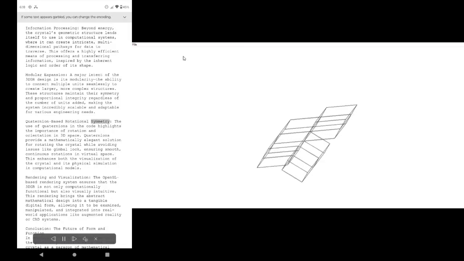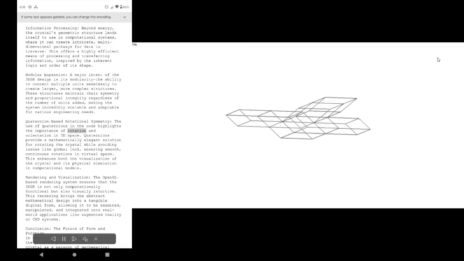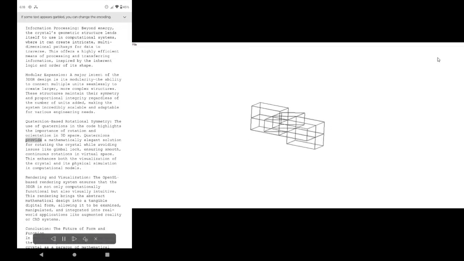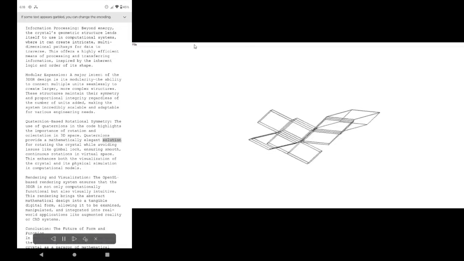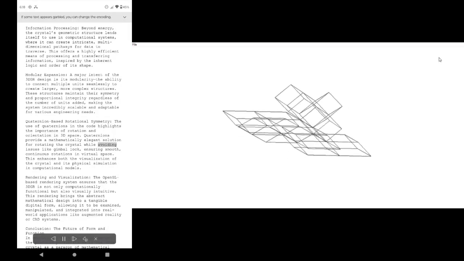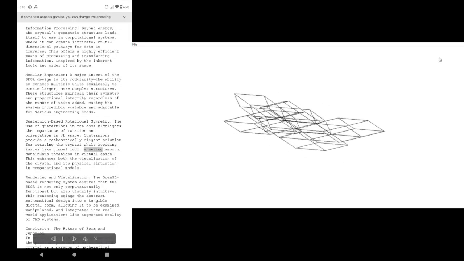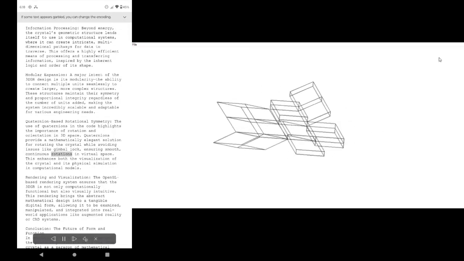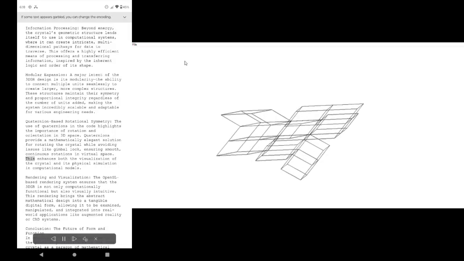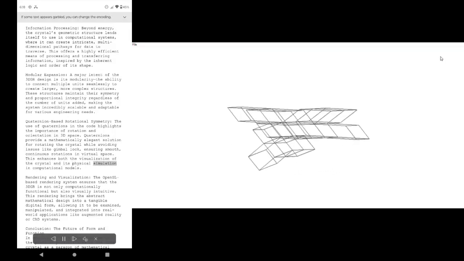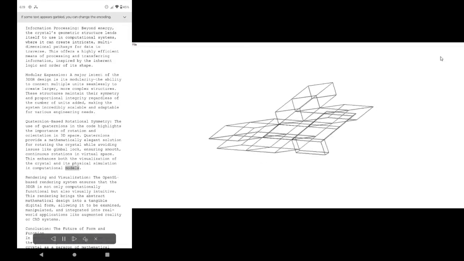Quaternion-based rotational symmetry. The use of quaternions in the code highlights the importance of rotation and orientation in 3D space. Quaternions provide a mathematically elegant solution for rotating the crystal while avoiding issues like gimbal lock, ensuring smooth, continuous rotations in virtual space. This enhances both the visualization of the crystal and its physical simulation in computational models.